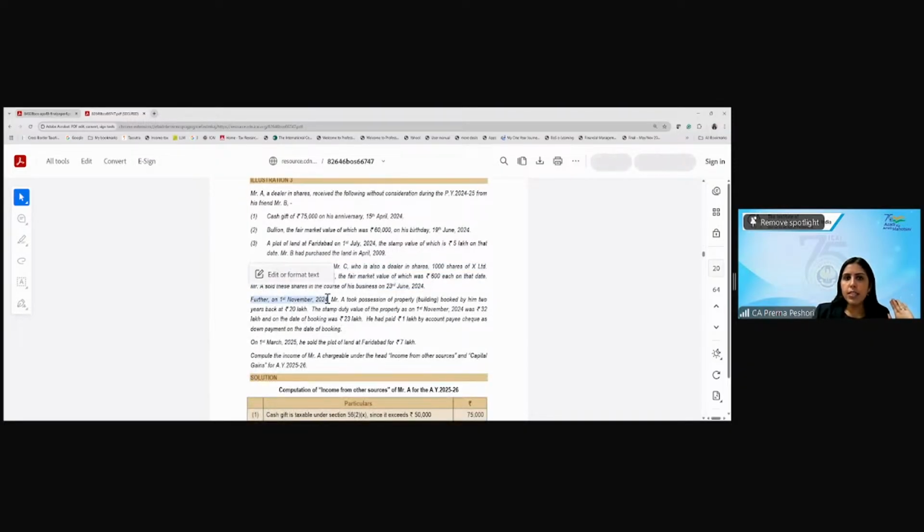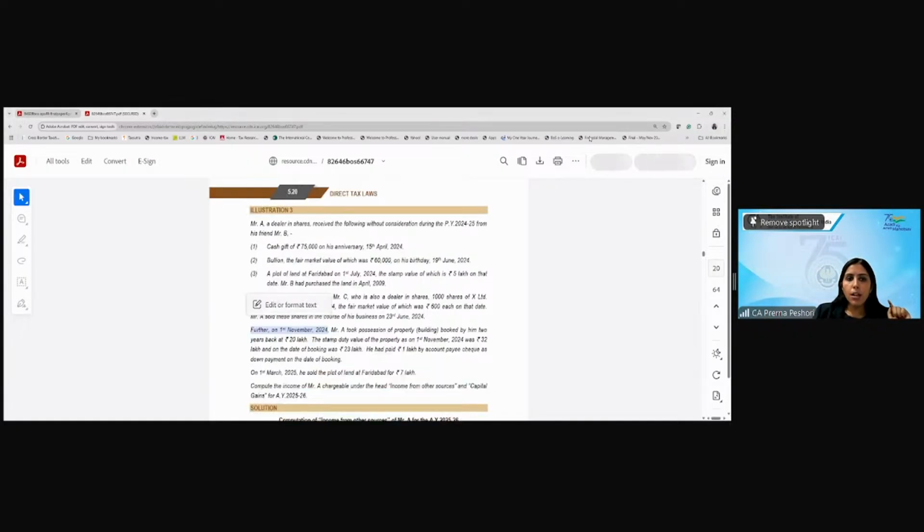Further on 1st November 2024, yes, it will be PGBP income then. See, PGBP also, unless you sell that stock, it can't be PGBP income also. There is no simultaneous provision under PGBP which can tax that. So this will not be taxable at all. Are we clear? Okay.